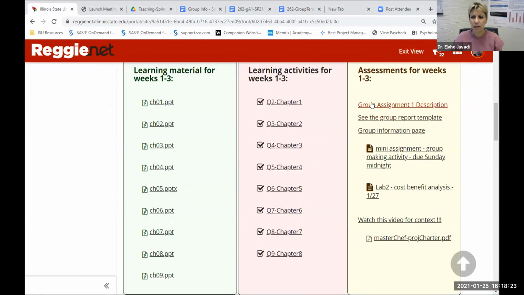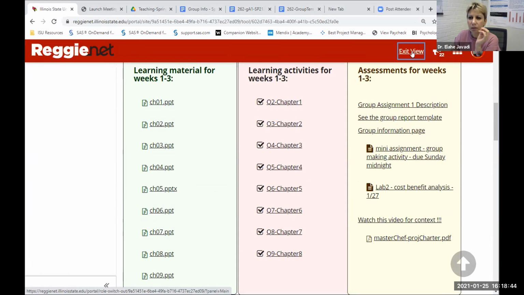Scroll down, there is group assignment 1 description. So you're gonna read that. See the group report template, you're gonna read that. Then go to the mini assignment 1 or 2, I don't have the link here. But the link was in my email.